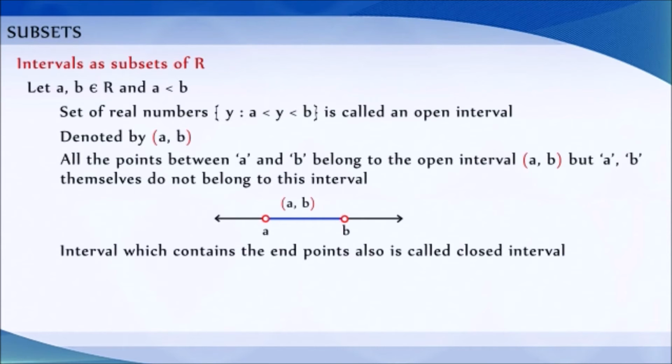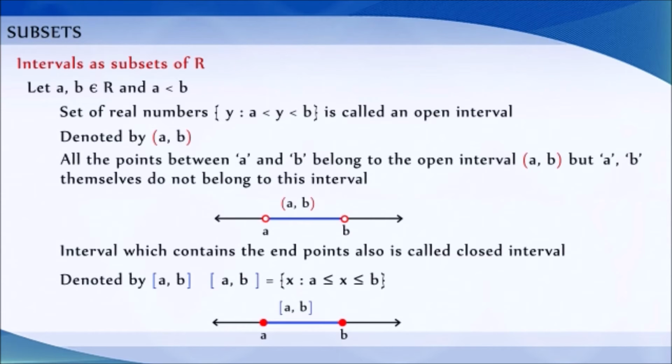The interval which contains the end points is also called closed interval and is denoted by closed interval a, b. That is, closed interval a, b is equal to set of all x such that a less than or equal to x less than or equal to b.